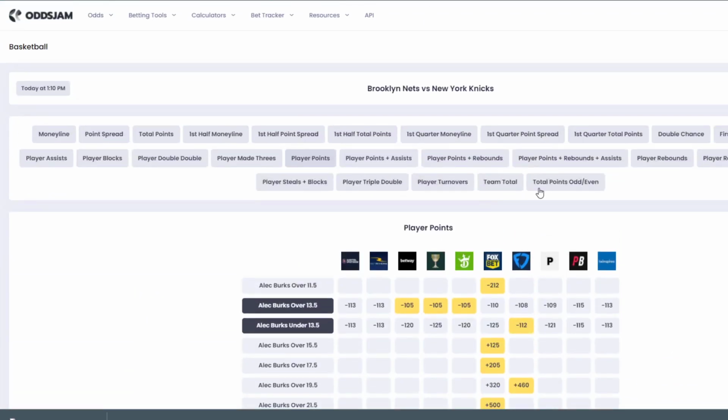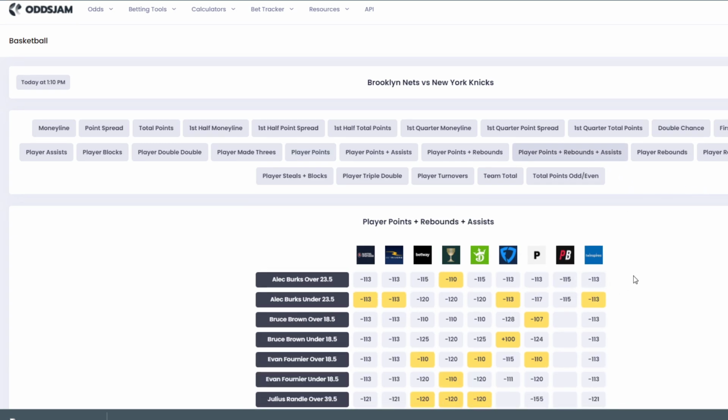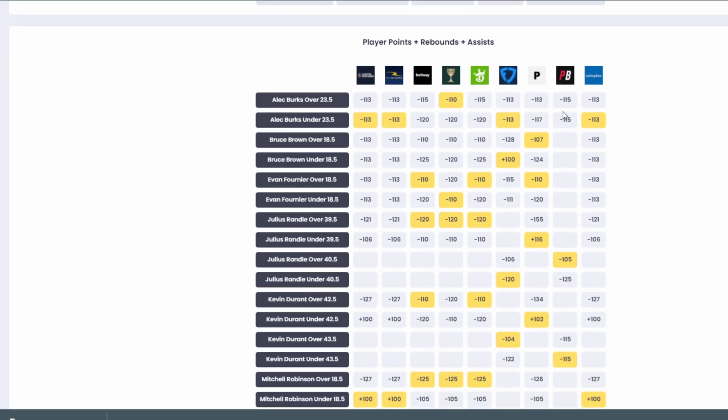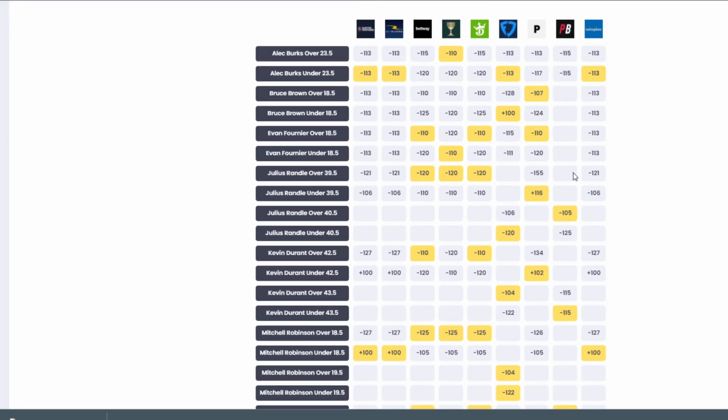Let's come to points, rebounds, and assists. It's one that I talked about in a video I did earlier, and we can see if there's any inefficiencies in this game. So if we look here, Alec Burks over 23.5, minus 113, about 3 cents if you go to Caesars, not a ton. Bruce Brown's 18.5 says minus 1. There's not a ton there in that one. If we come down a little bit more, Julius Randle, minus 155. So there's 35 cents on this one.